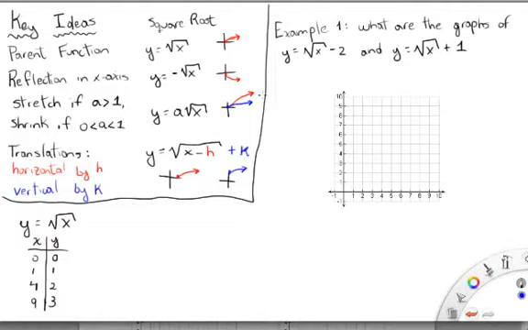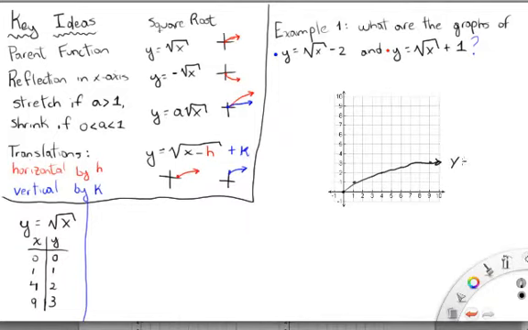The first example is, what are the graphs of y equals the square root of x minus 2 and y equals the square root of x plus 1? So here I conveniently wrote the table of the parent function. I'm going to label this with blue, and I'm going to label this with red. Let's say that this is our parent function. There are two ways to do this, and I'm going to do them both ways. The first way is to go ahead and do it like we did previously. We create a table, and we graph them.